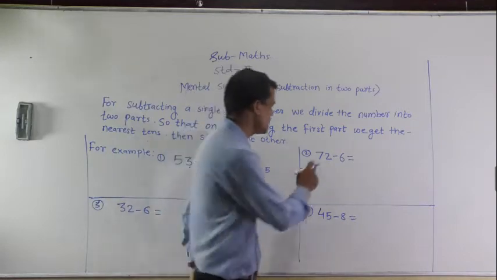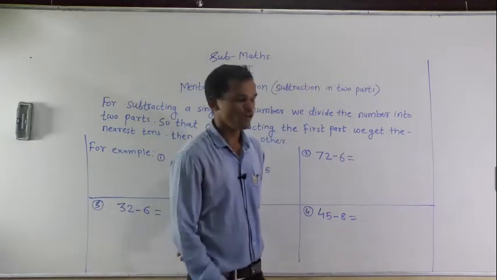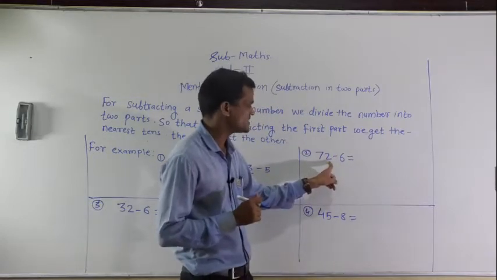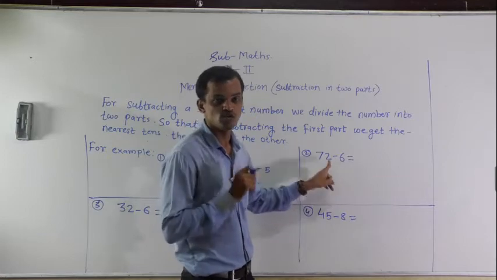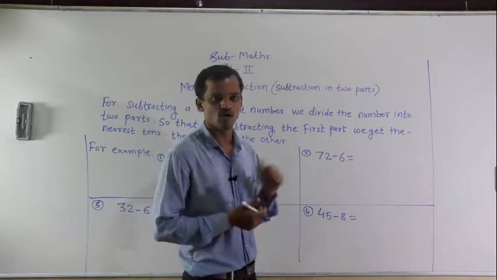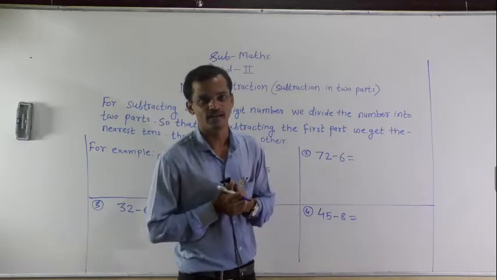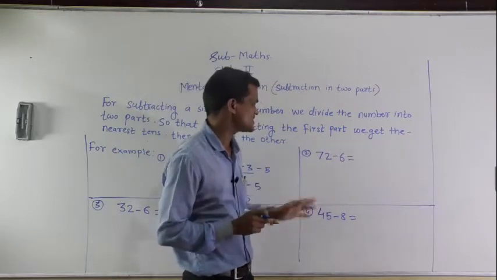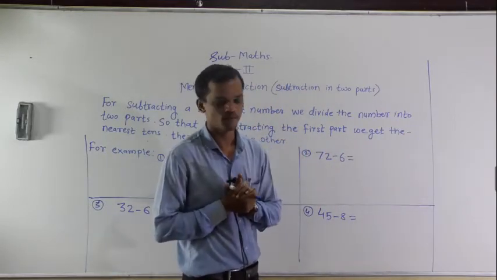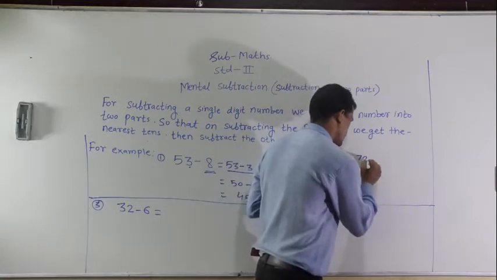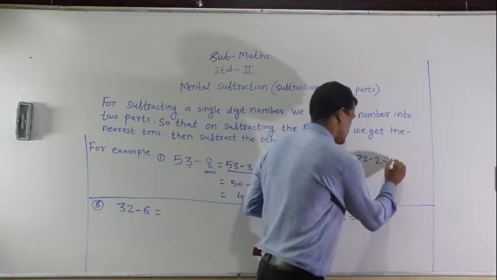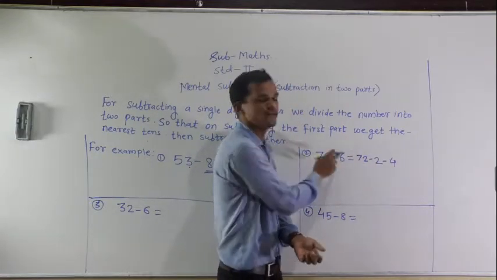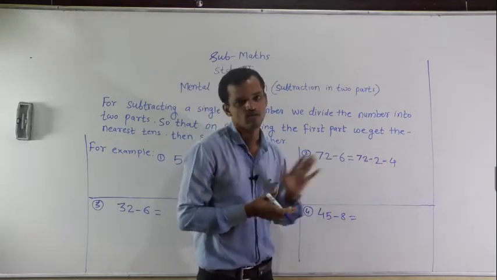See the next example, 72 minus 6, okay? You just focus on the one place digit. See here, the one place digit of 72 is 2. So if we subtract 2 from 72, then we will get the whole tens, that is 70, okay? So divide this 6 like this, 2 plus 4. So write like this, 72 minus 2 minus 4, okay?